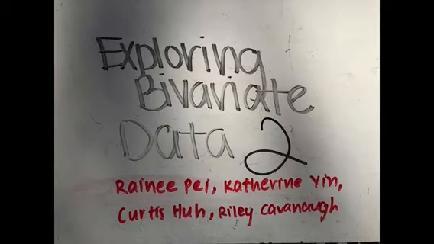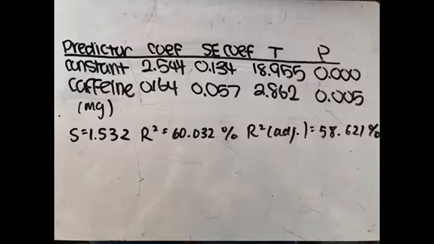Our topic is exploring bivariate data 2, and the topics we're going to be going over today are reading computer outputs, forming a least squares regression line from that data, learning about residual plots and residuals, and interpreting the slope, y-intercept, and residual from a least squares regression line. Let's get into it. Here is an example of what a computer output looks like.